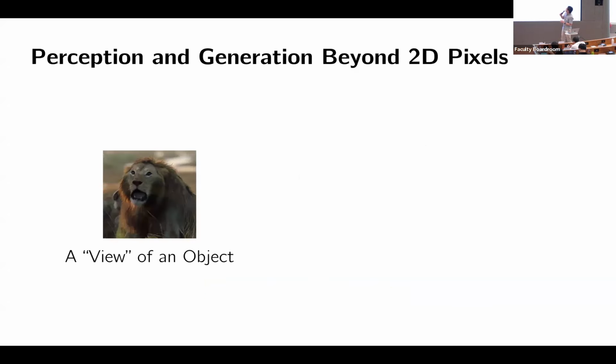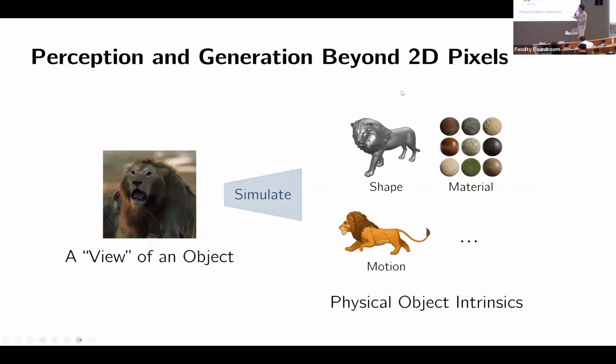So we see all these 2D pictures. When we see a picture of a lion, we understand it's not just the pixels. There's an underlying physical process: the objects have underlying geometries and textures and materials, and they interact, and then they produce the pictures we see here.